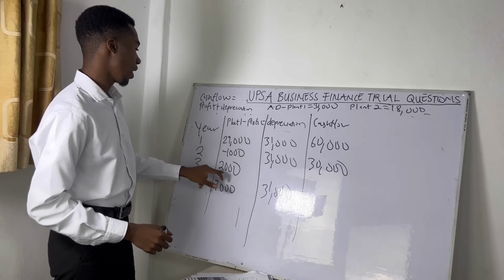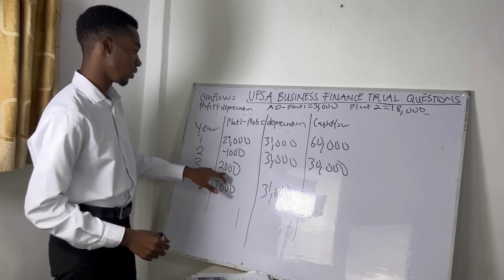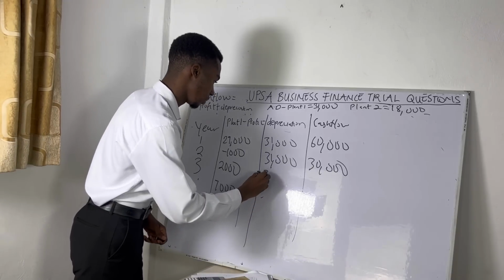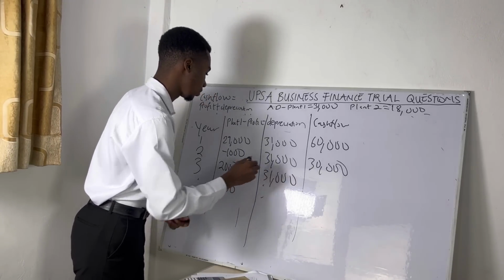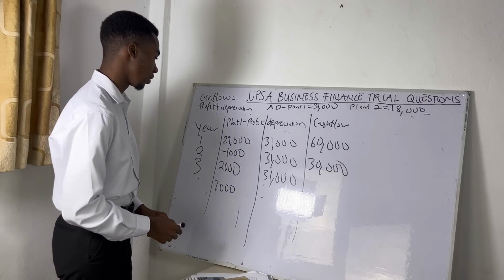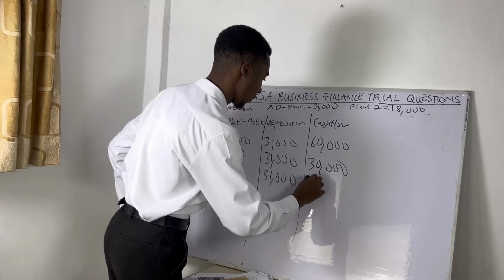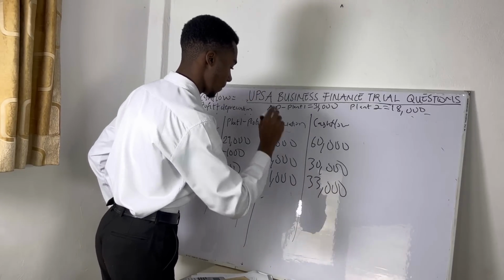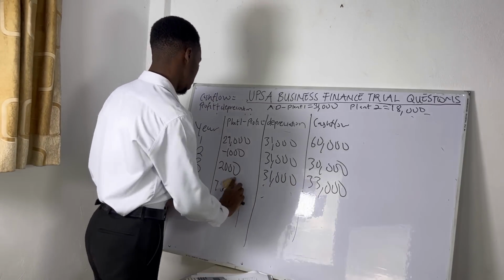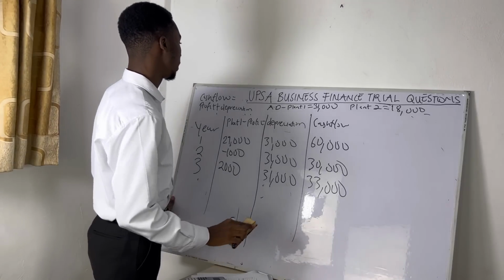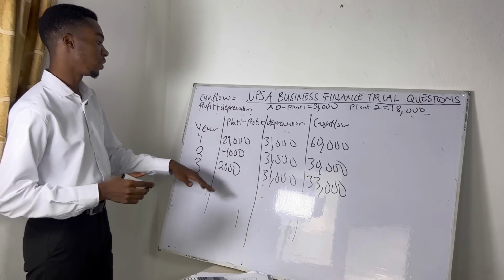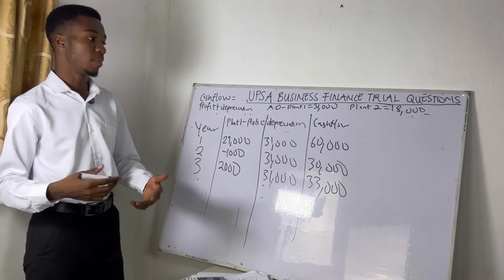Then year 3, we had 2,000. So it's going to be 2,000 plus the 31,000, which gives you 33,000. So for year 3, the cash flow is 33,000. We don't even need to add the residual value, because for payback, it only looks at when you are going to make your money, or how fast you are going to make your money. The residual value you don't need to add. You can decide to write it, but it's not really necessary.